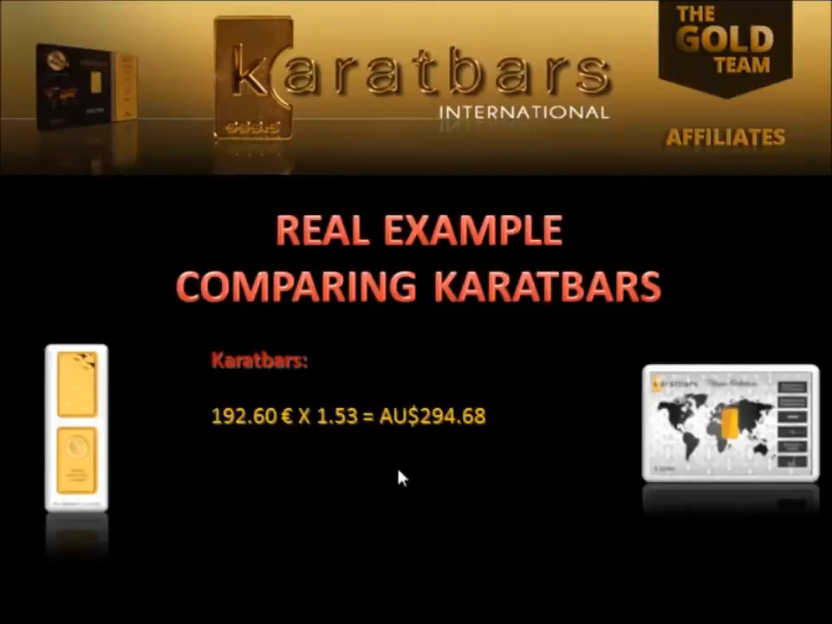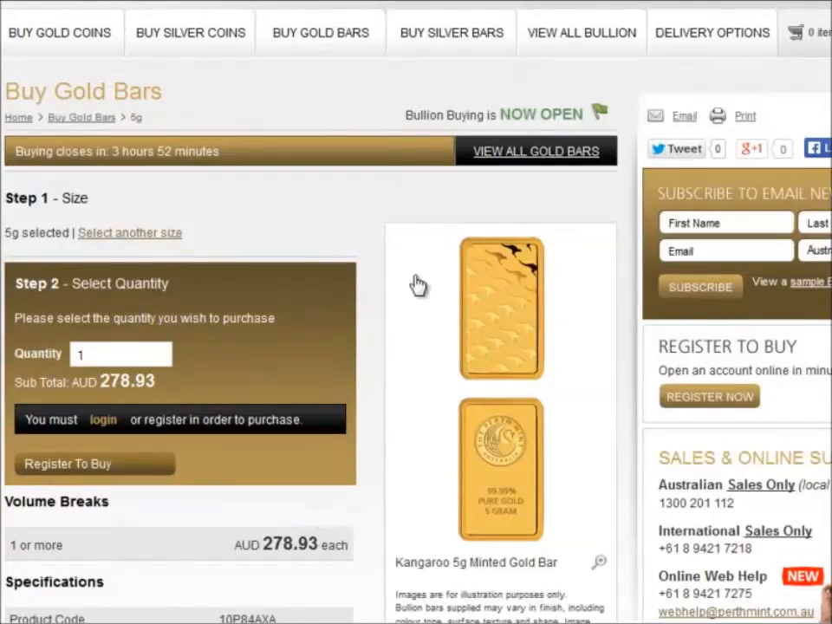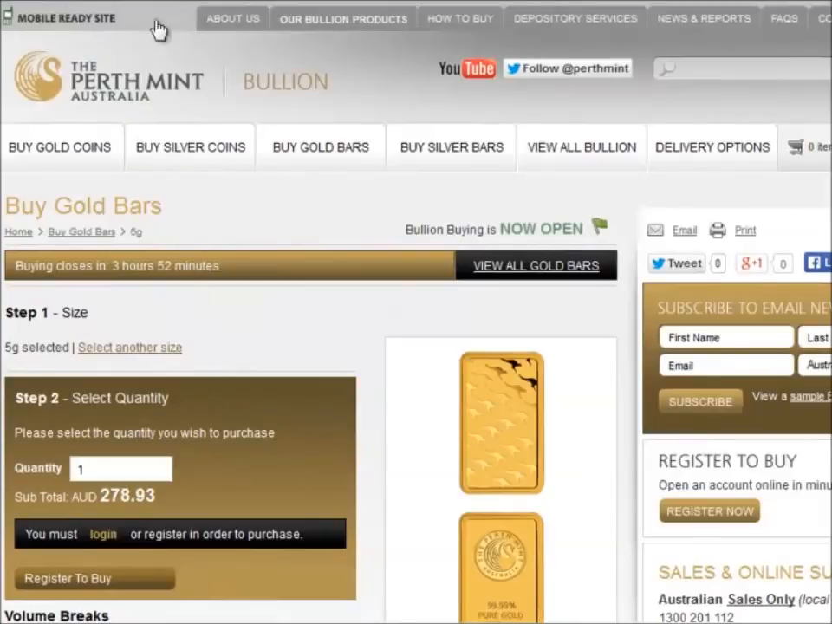So there we go. What I've done is I've taken the euro price out of the Karatbars back office, multiplied by 1.53, which is the current conversion to Australian dollars, and it comes to 294.68. Okay, so let's go now to the Perth Mint. So here we are in the Perth Mint. I'd already set this up for you.